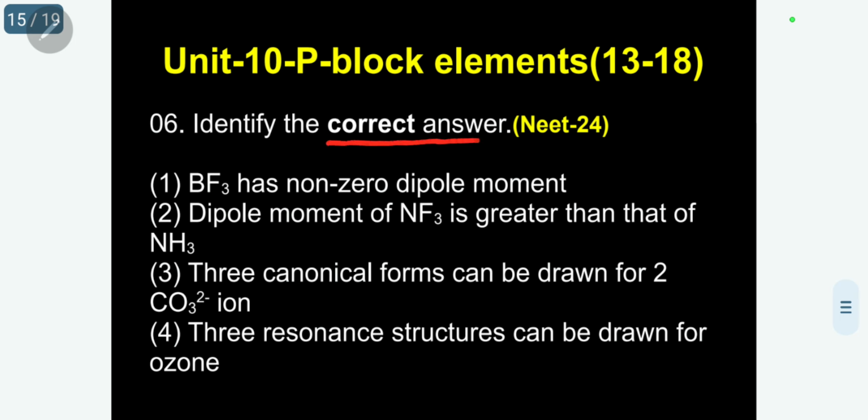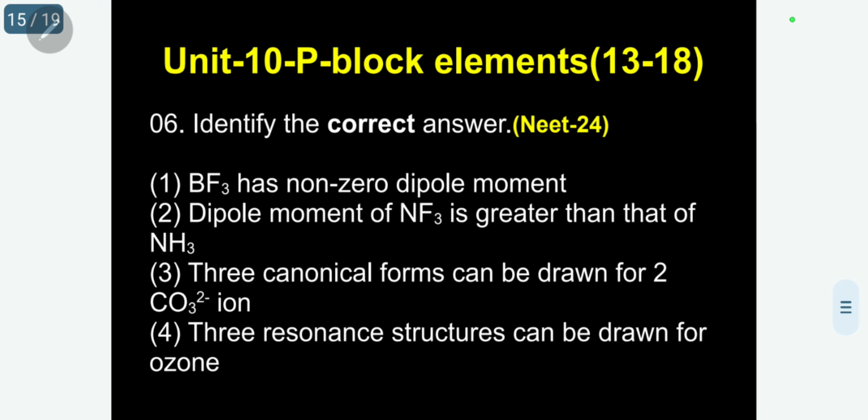Identify the correct answer. So here it has asked different families. Boron family, one option. Nitrogen family, another option. Carbon family, another option. And oxygen family, another option. So 4 options are asked from 4 different groups. First option, boron family. Second option, nitrogen family. Third option from carbon. And fourth option, oxygen.